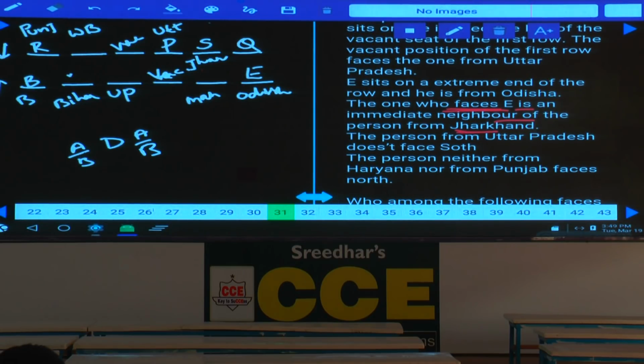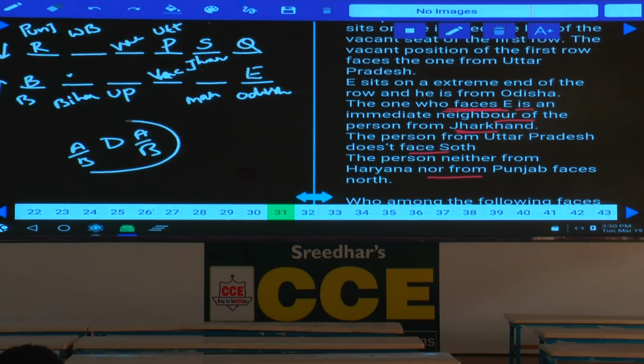Jharkhand is fixed. And the person from Uttar Pradesh does not face south. This Uttar Pradesh is facing towards north. And the person neither from Haryana nor from Punjab faces north. Haryana and Punjab, these two persons are facing towards which direction? Towards south. Then now this D is in between A and B. As B is already there, hence this is D, and this must be A. And what is the other thing left over here? Punjab, West Bengal, PQRS, T is the person left over, and Haryana is there. And who belongs to Haryana? This Q belongs to Haryana.